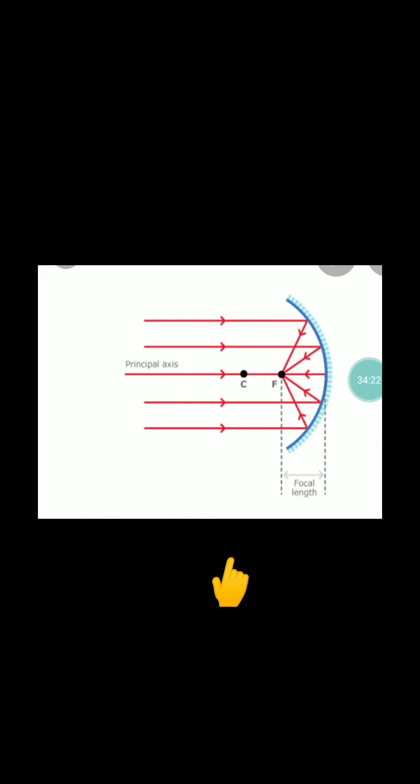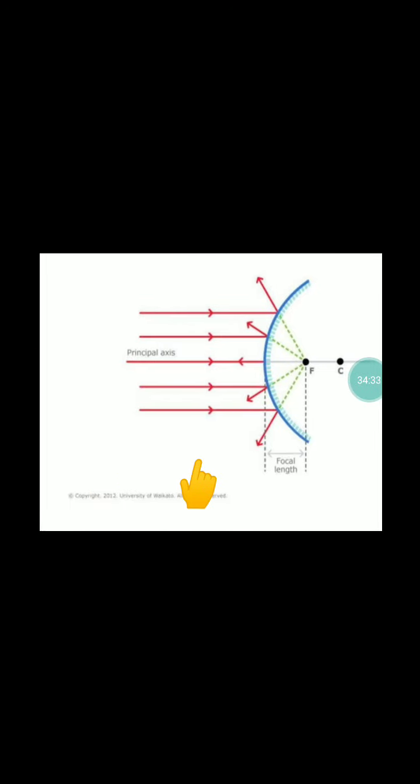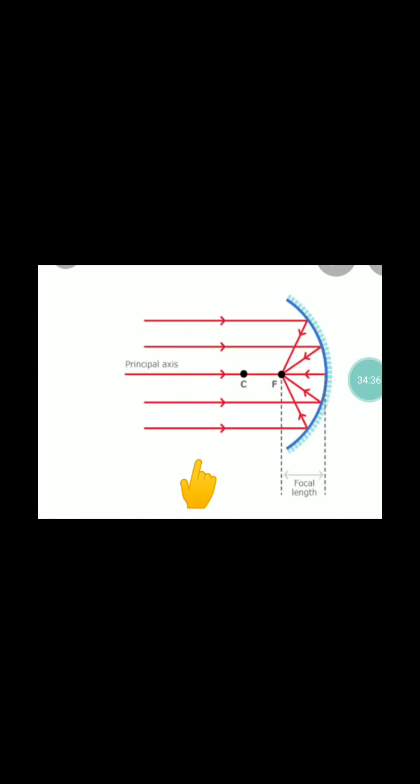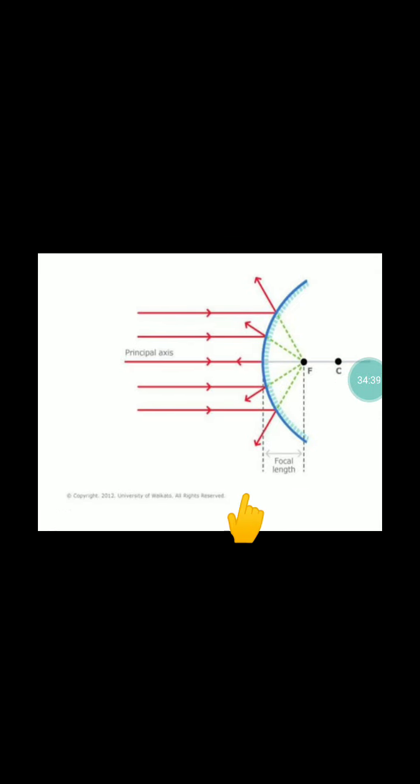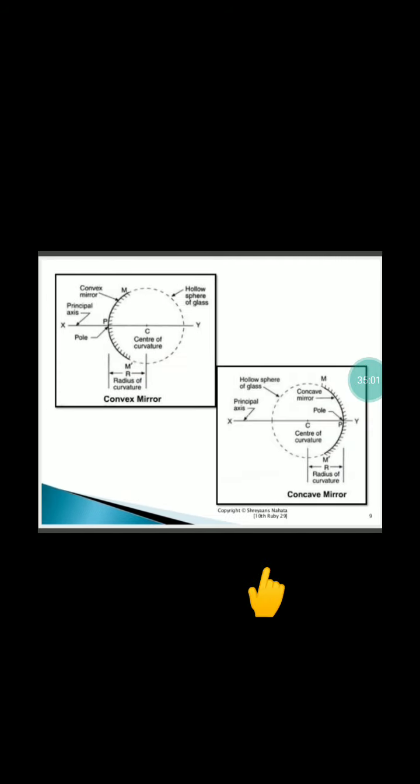Students, please write the next question. Represent the principal focus of a concave mirror and convex mirror, and draw these two figures. This is your answer. This is the focus of concave mirror, and this is the focus of convex mirror. And the next question, define focal length. What is focal length? Focal length is the distance from pole to F, pole to focus, and this focal length is represented by small letter f.